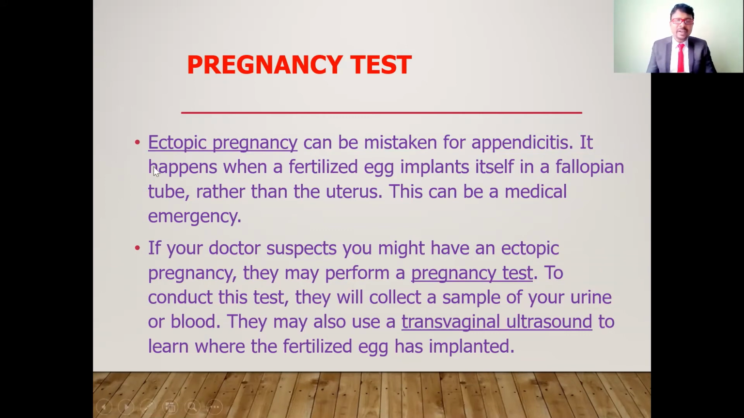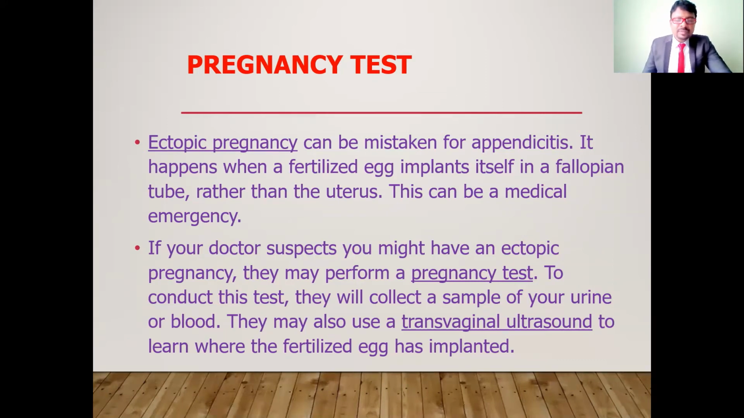So it happens when the fertilized egg implants itself in the fallopian tube rather than the uterus. So this can be a medical emergency. If there is any development of the fetus in the fallopian tube, it will be removed immediately. Otherwise, there is a chance of severe complications to the mother.